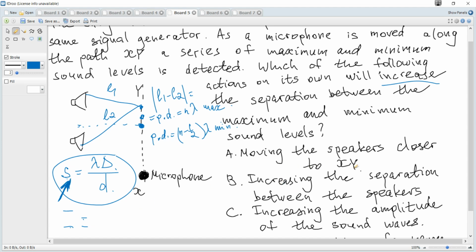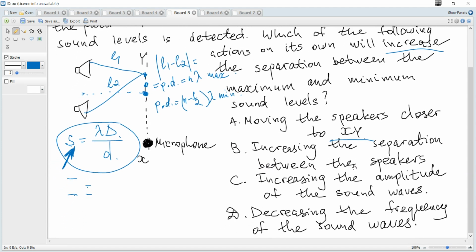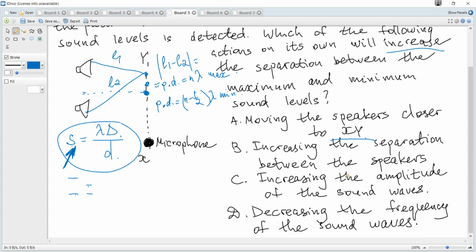And you can see moving the speakers closer means this capital D decreases. It's not true. B, increasing the separation. If you increase this, you can see that S decreases. We need S to increase.